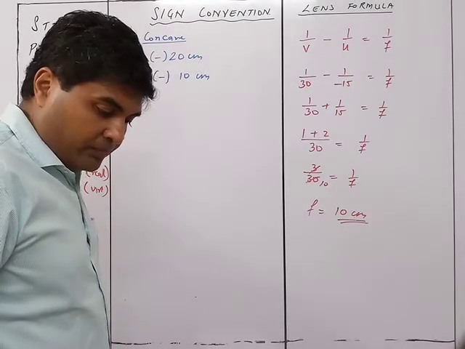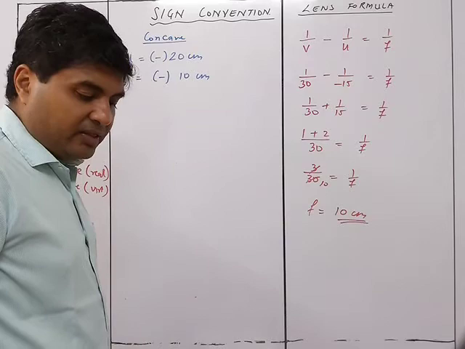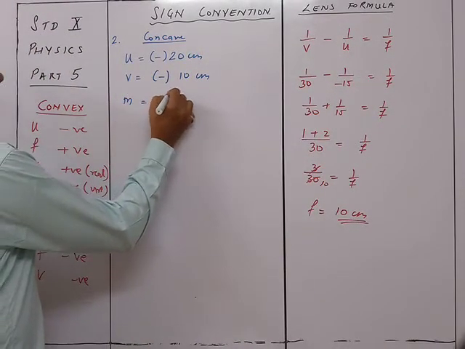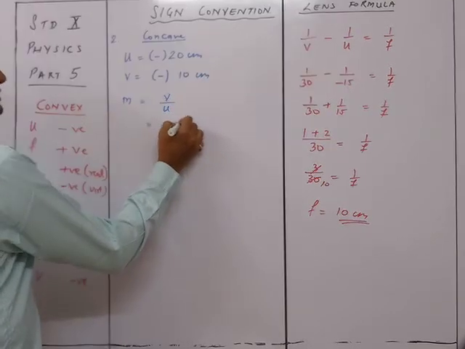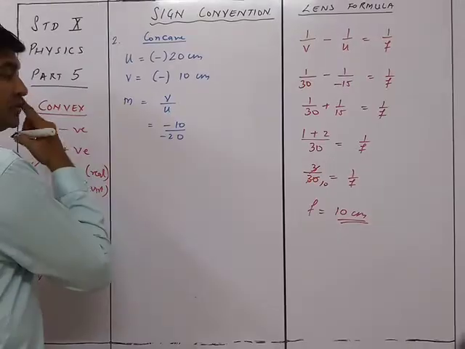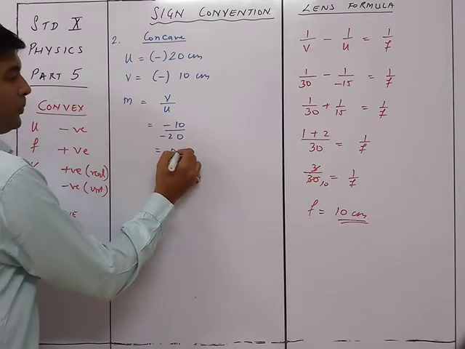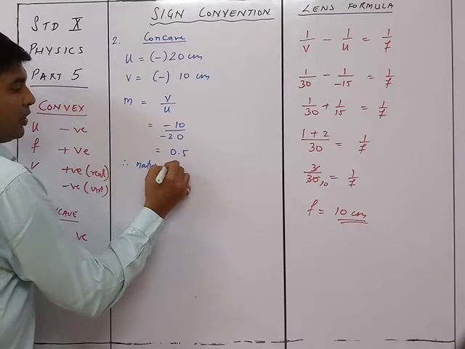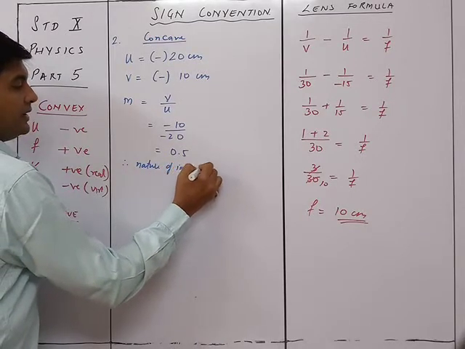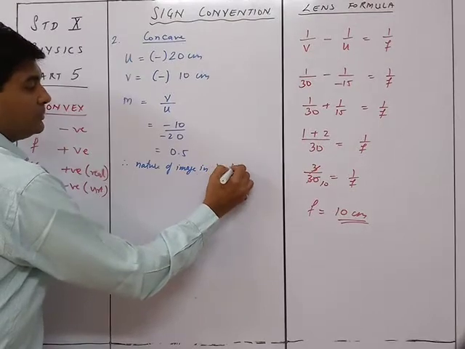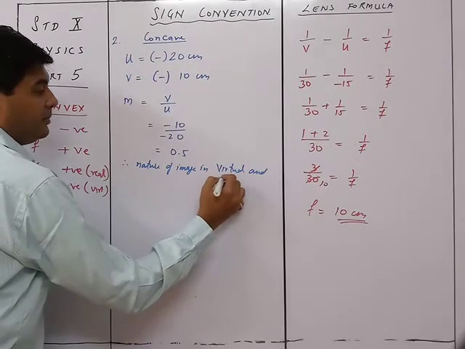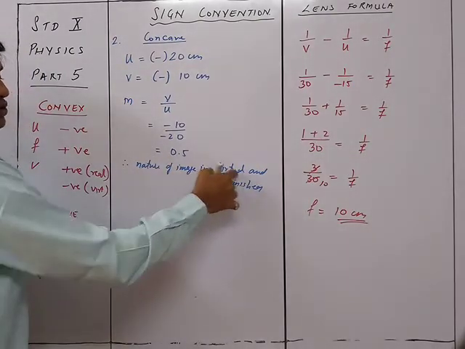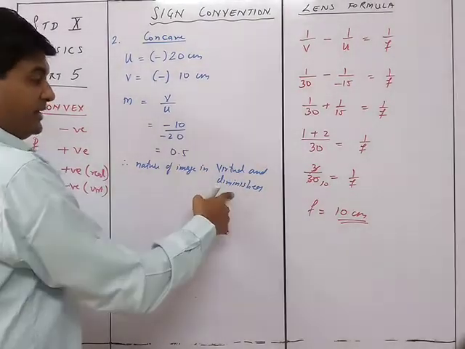You need to find out the nature of the image and the focal length of the lens. First of all, m is equal to v upon u, which is minus 10 upon minus 20, so that will be equal to 0.5. Therefore, the nature of the image is virtual and diminished, because it was positive, so it is virtual, and because it is less than 1, therefore it is diminished.